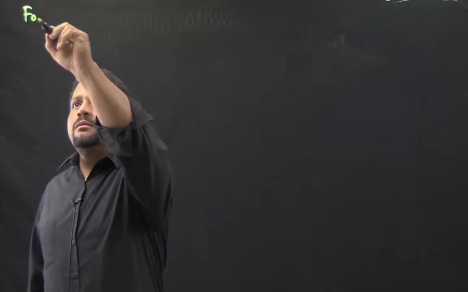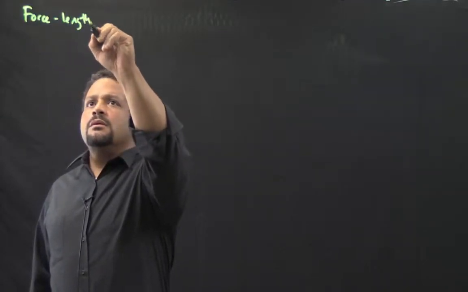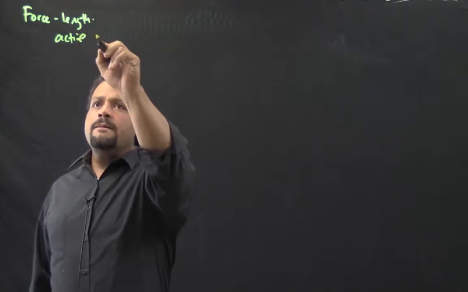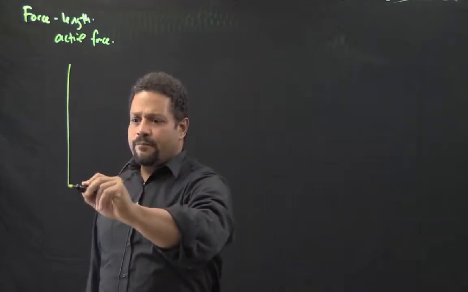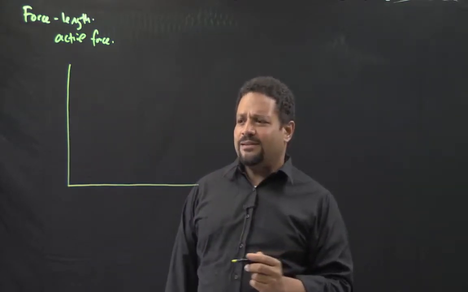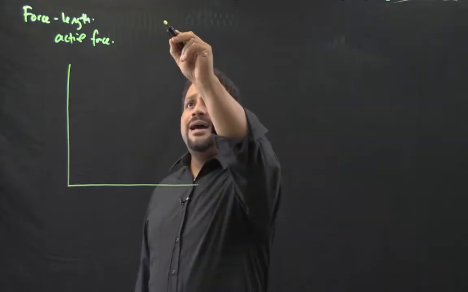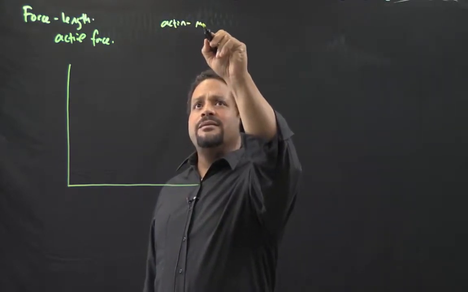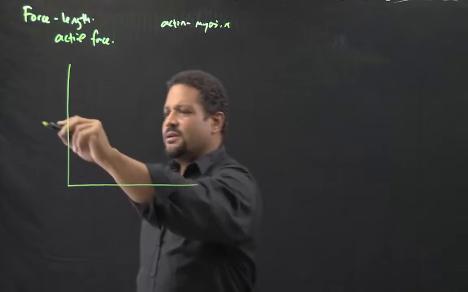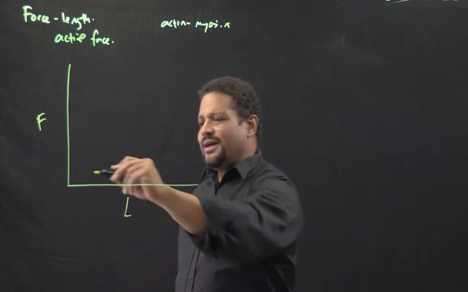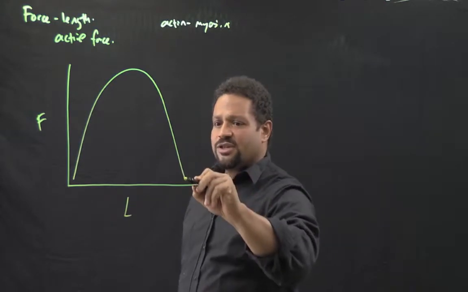Hello, I'm going to talk a little bit more about the force-length relationship, specifically the active force. Students tend to confuse this a lot. With the active force, that's the actin interacting with the myosin. And that active force, you've got force per length, and that active force is typically shown as a bell-shaped curve.